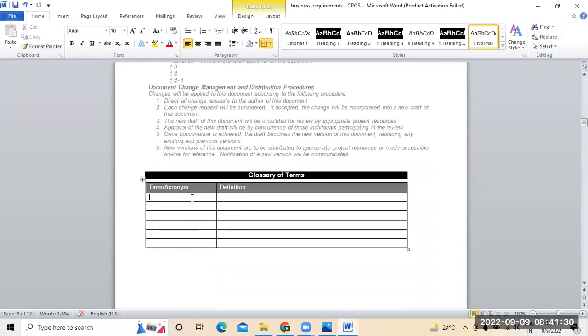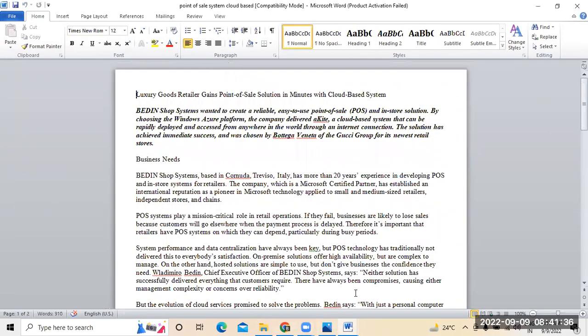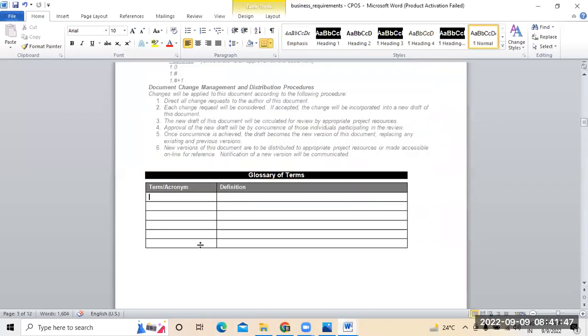Now here you need to write down the glossary of terms in reference to the case study, or you can consider it a project, whatever it is. Normally I call it a case study. There are some terminologies we are using which people should understand, so we write them down. I'm showing a few examples. We are talking about POS somewhere, and there is no guarantee that people know what POS is. So, point of sale system.